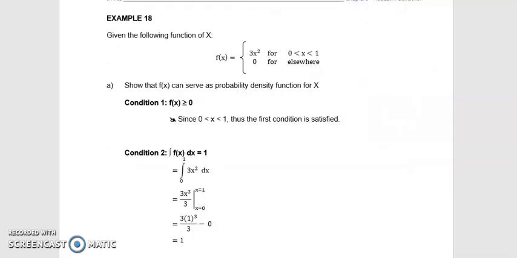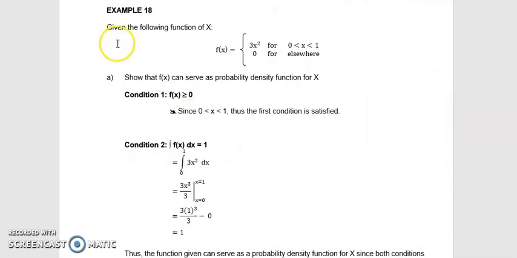Now look at this example. Given the following function of x, f(x), which is the probability density function for x, we have 3x squared for x greater than 0 but less than 1, and the probability is 0 elsewhere. Elsewhere means that if, let's say, the value x equals 4, then the probability will be equal to 0.